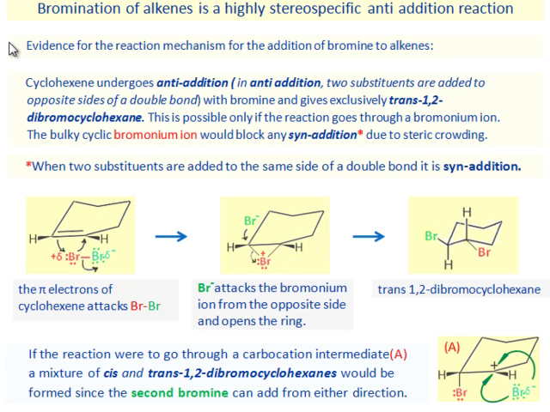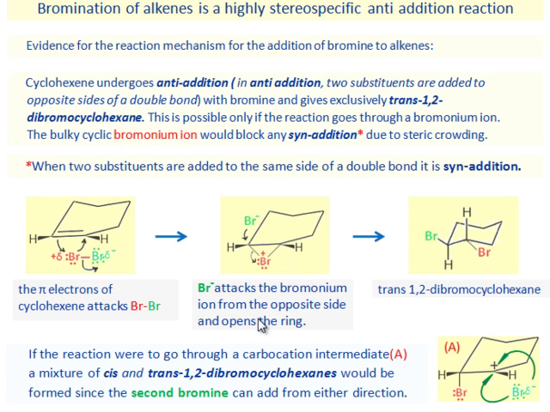Evidence for the reaction mechanism for the addition of bromine to alkenes. Cyclohexene undergoes anti-addition with bromine to give exclusively trans-1,2-dibromocyclohexane. This is possible only if the reaction goes through a bromonium ion. The bulky cyclic bromonium ion would block any syn addition due to steric crowding.